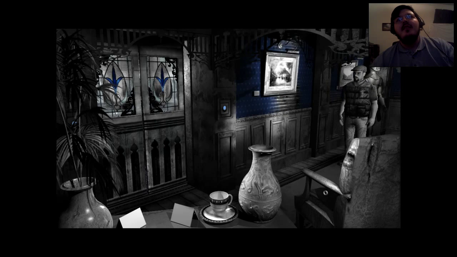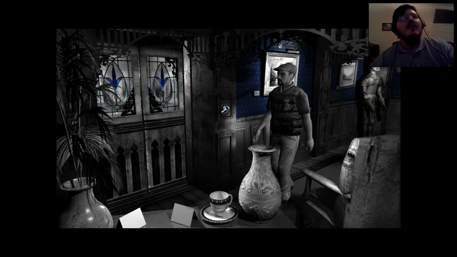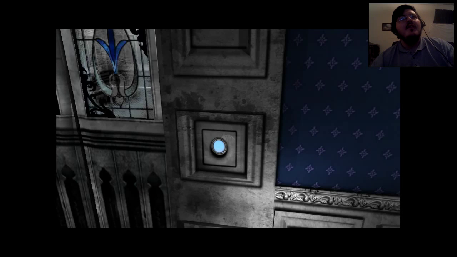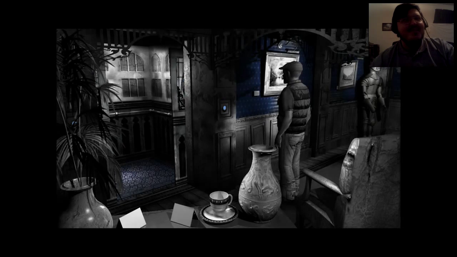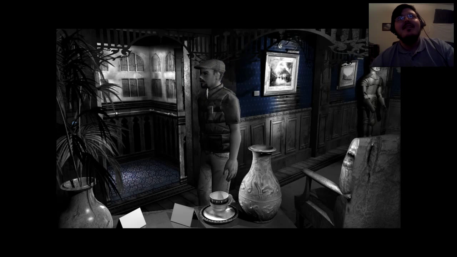Okay, so there wasn't much to see up here. Now there was the basement. Can we go in the basement? Basements are always interesting.